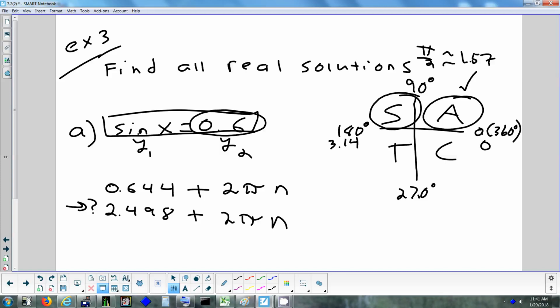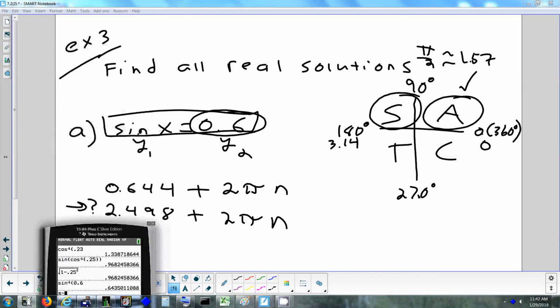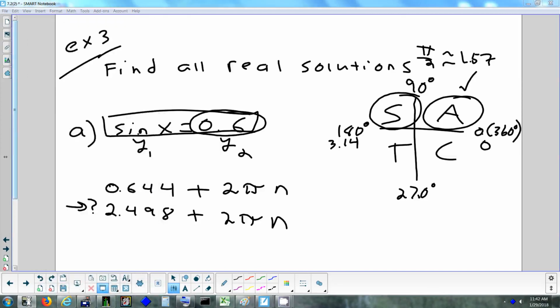How did we get exactly 2.498? Let me show you. If you take pi and you subtract the first answer you had, 0.644, you get 2.498. So it turns out the second answer was pi minus the first answer. Is it always pi minus? No. If it's in the second quadrant, it is.